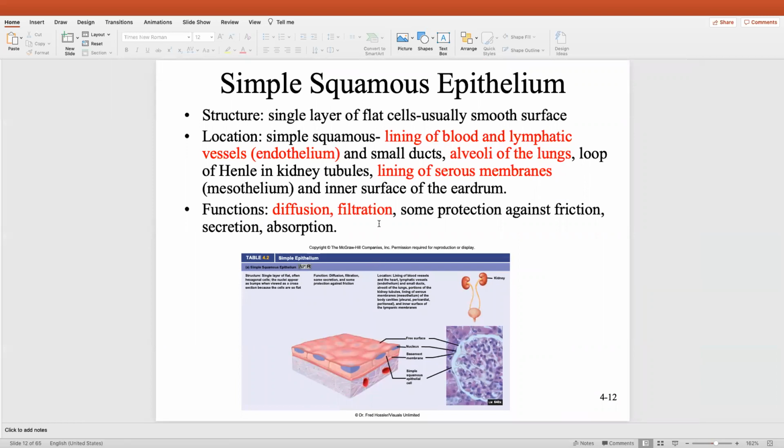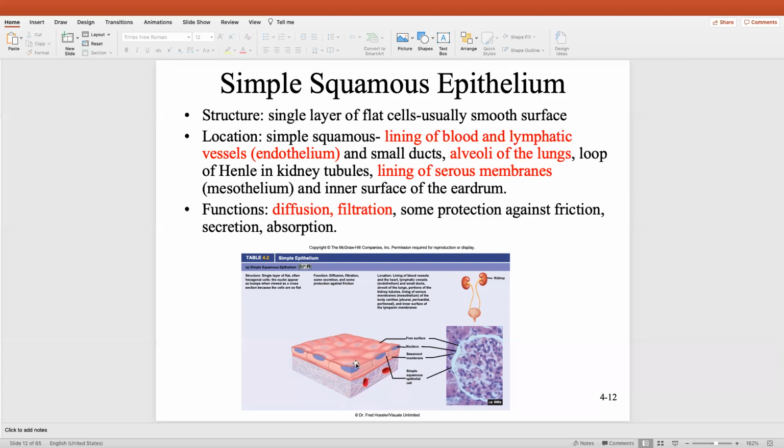Single layer of flat cells, usually containing a smooth surface. Location are the ones I want you to know, highlighted, right? It lines the blood vessels, lines the lymphatic vessels. It also forms the functional cells of the lungs, called alveoli. So the alveoli are simple squamous cells that inflate as they fill with oxygen and atmospheric gas, right?